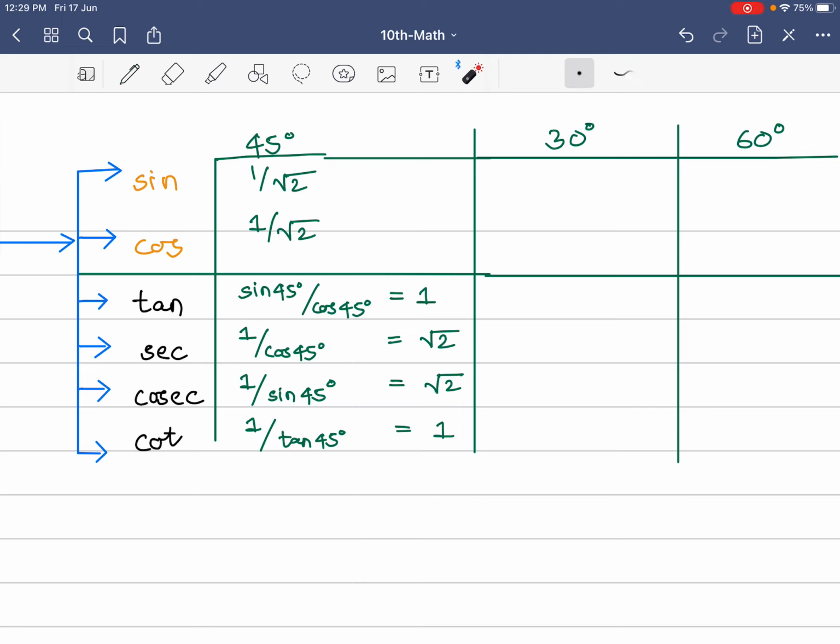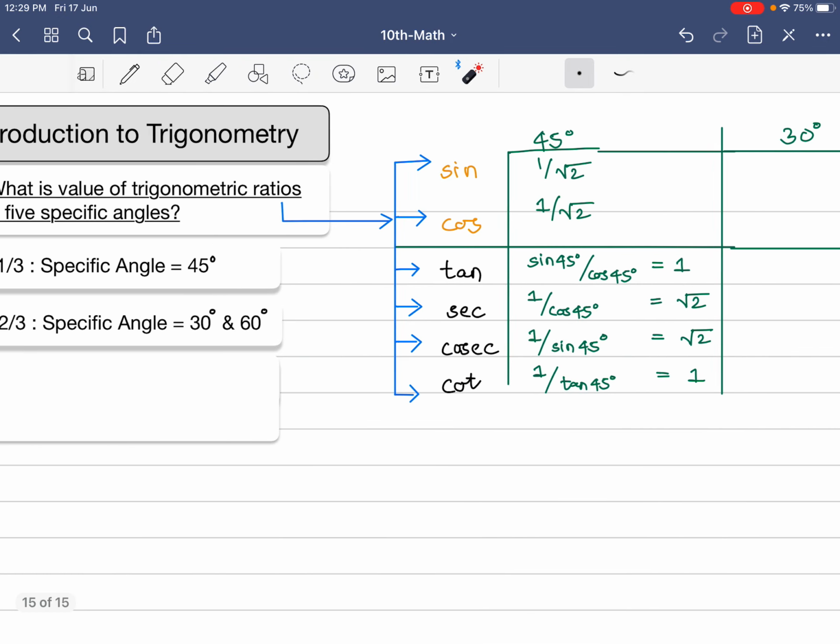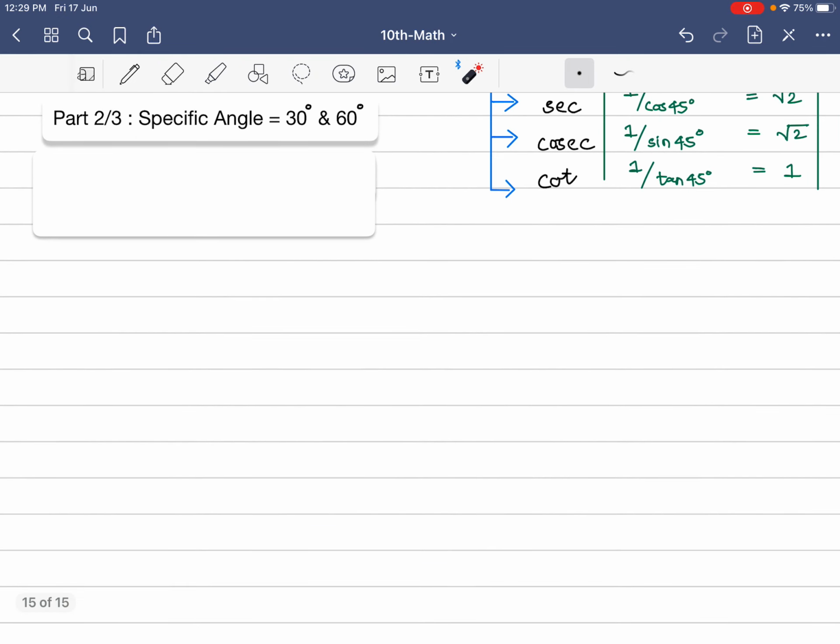Now remember that when we are finding the values of these 6 trigonometric ratios, we actually need to find the values of only these 2 basic or foundational trigonometric ratios. Once these 2 values are found, the remaining 4 values can be found by their formulas or derivations, because these 4 are derived from sine and cos. So even for 30 degrees and 60 degrees, we're just going to find sin 30, cos 30, sin 60 and cos 60, and the rest 4 will be derived. Let's continue and see how we can do this.